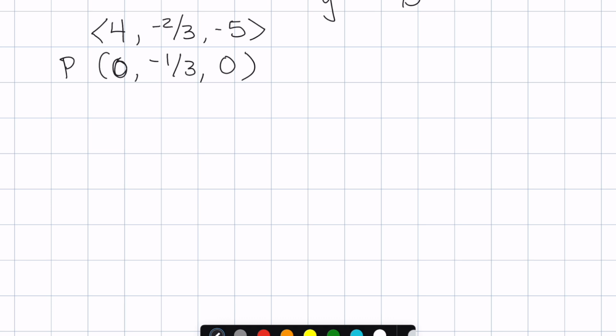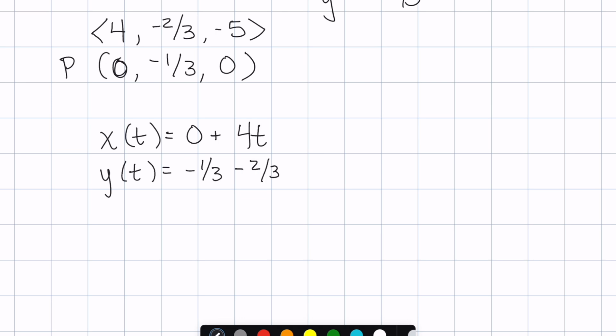And so my scalar parametric equations are going to look like x of t equals 0 plus 4. And remember that 4 is a direction vector component, so it can be scaled up or down. So I represent that with a t. Y of t is going to be represented by its point, and then minus 2/3, and that 2/3 can be scaled up or down, so it gets a t. And then z of t is going to be represented by its starting point, 0, and then minus 5, and that 5 can be scaled up or down, so it gets a t.